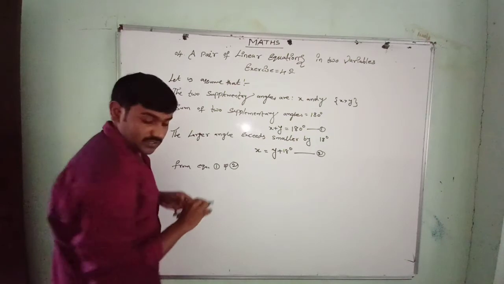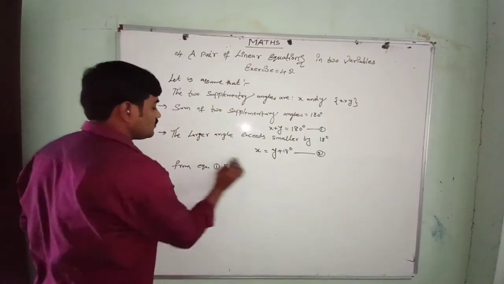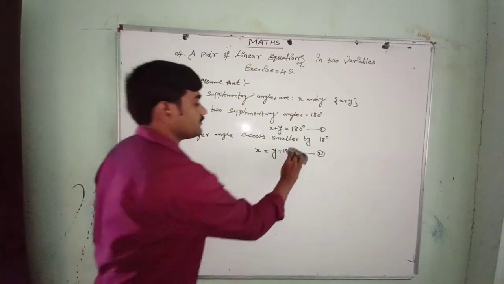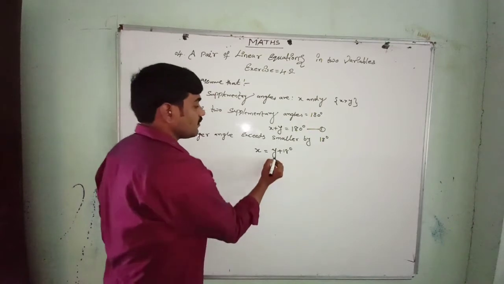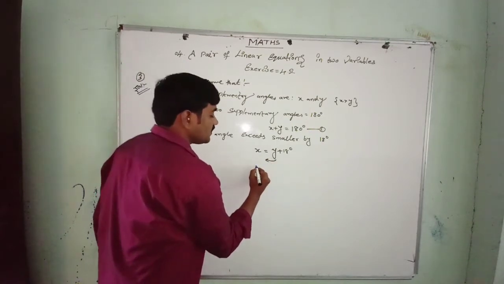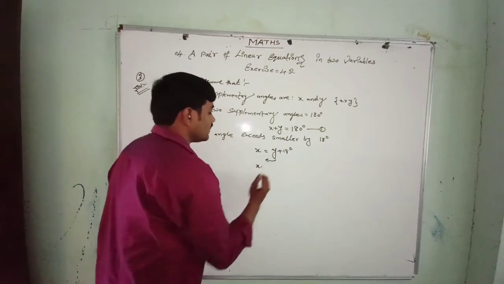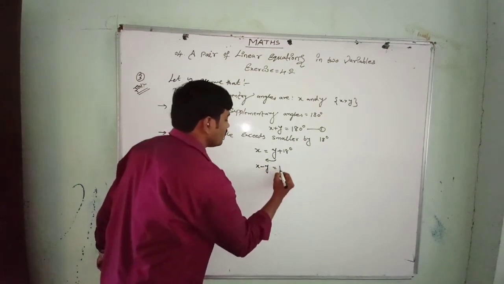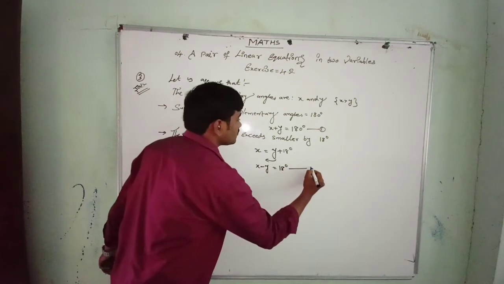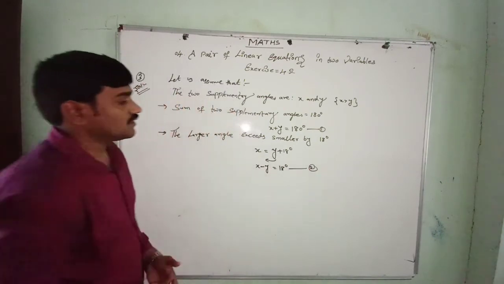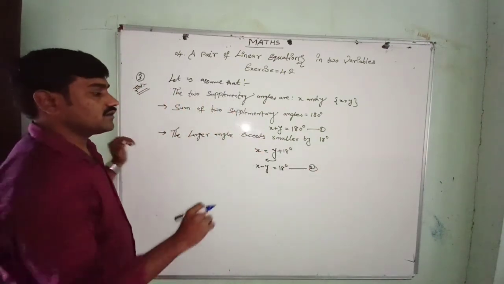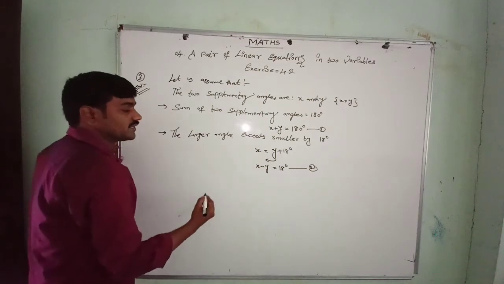Sorry, here we did not make an equation yet. Let us write the equation first. This y you transfer to this side, it becomes minus y. So x minus y equals 18 degrees. That is equation number 2. x plus y equals 180, x minus y equals 18 degrees.